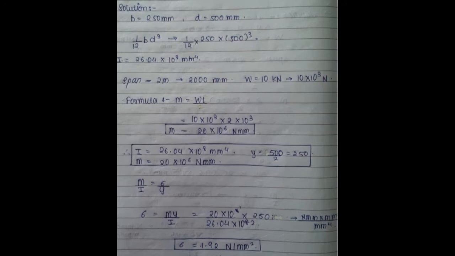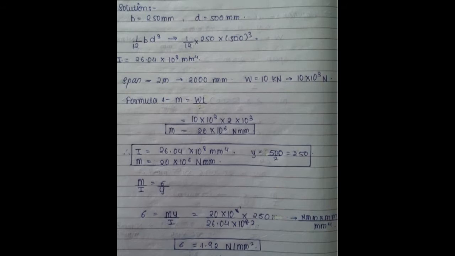Now span is L, that is given as 2 meter, that is 2000 millimeter. Load is given as 10 kilonewton, so that is 10 into 10 cube Newton. So what is the formula? For a cantilever beam, maximum bending moment is equal to W into L. So moment comes out to be 20 into 10 raised to 6 Newton millimeter. So we have got the value of I and M, and Y will be what? Depth by 2, 500 by 2, that is 250.